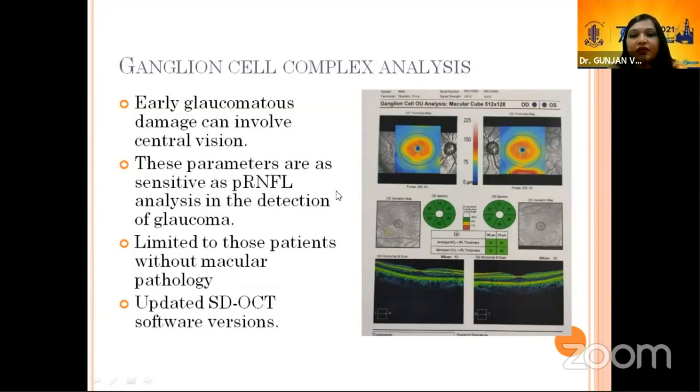But these analyses have limitations, because in patients with macular pathology and any vitreoretinal traction, these reports are not reliable, and only updated versions have these analysis complexes.